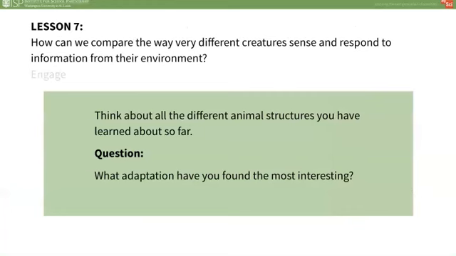In the Engage portion of this lesson, students will think back to the various examples of animal structures they have learned about in this unit so far. Ask the students to choose one adaptation that they found the most interesting, such as eyes. Have students share their ideas with the class. Other responses may include ears, fur coat, or tails.